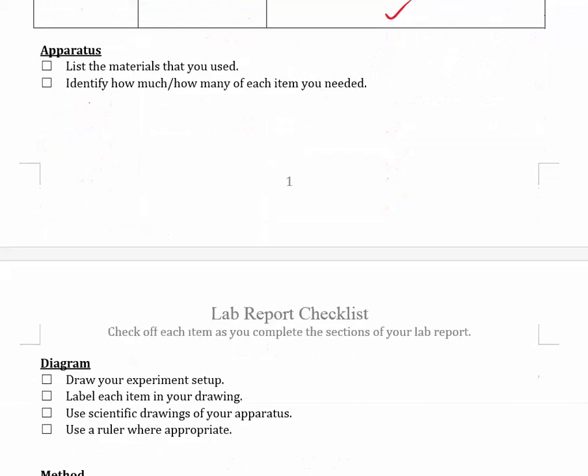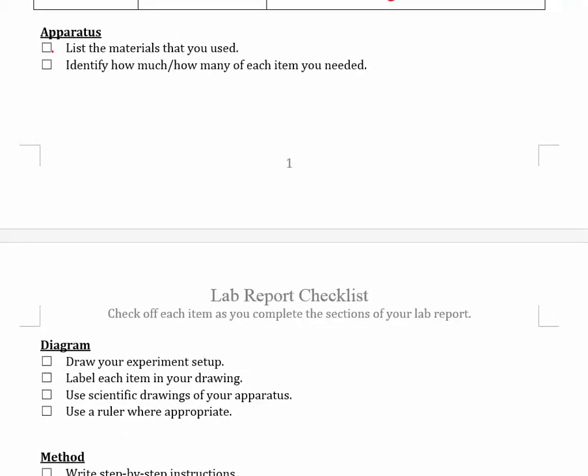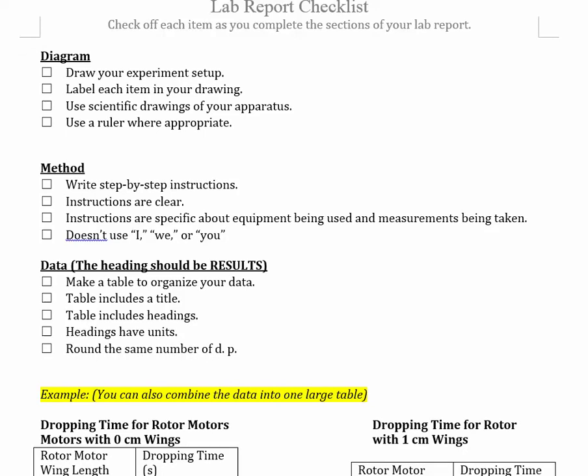Apparatus is a fancy word for the things that you're going to use. List the materials and then tell how many you have, how many of each item you plan to use as well. For the diagram, well, you have to try and draw a diagram. Now for this, we don't need any fancy shading or anything like that. So just using the rotor motor as an example, you don't need shading. It doesn't have to be 3D. You don't have to draw people in there and everything like that. Try to do everything with simple diagrams and try to use a ruler.